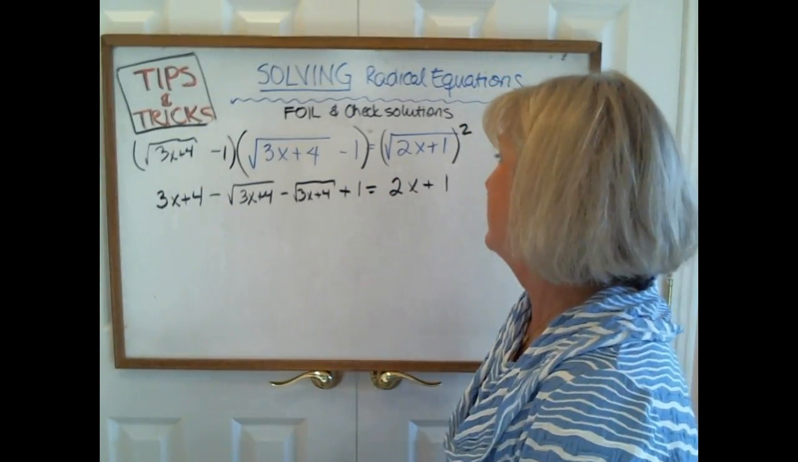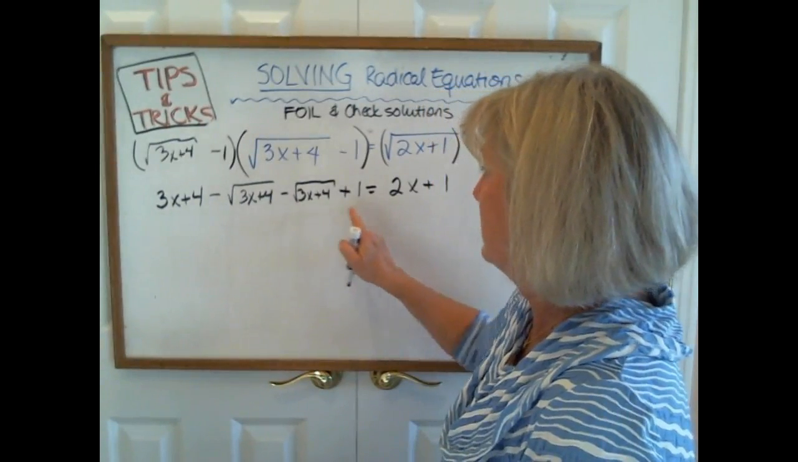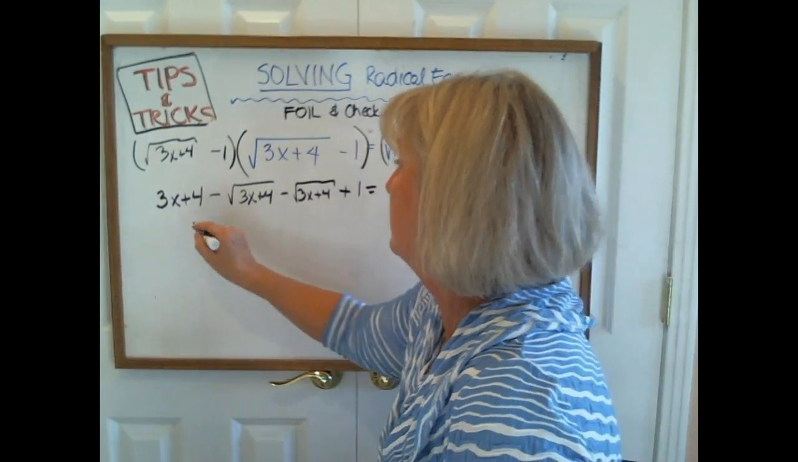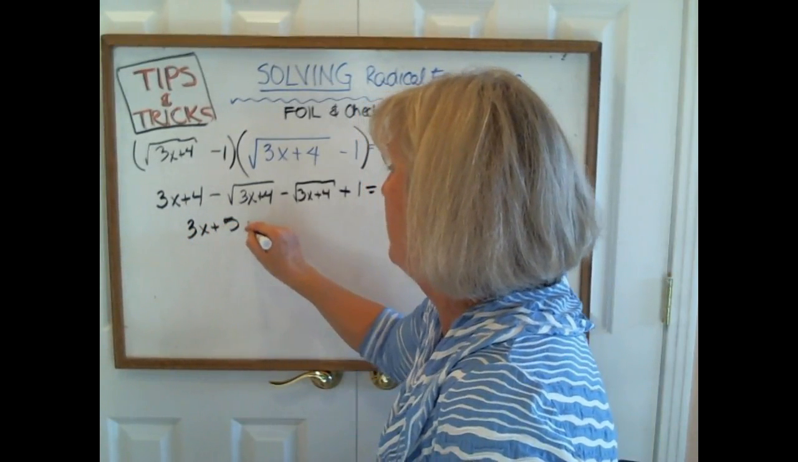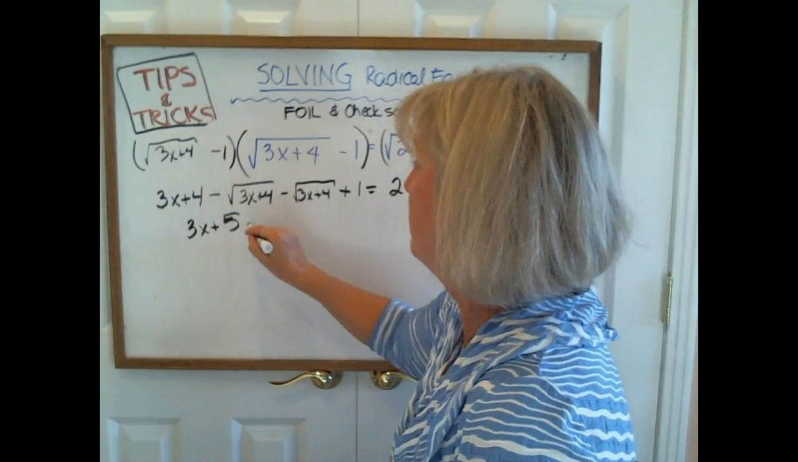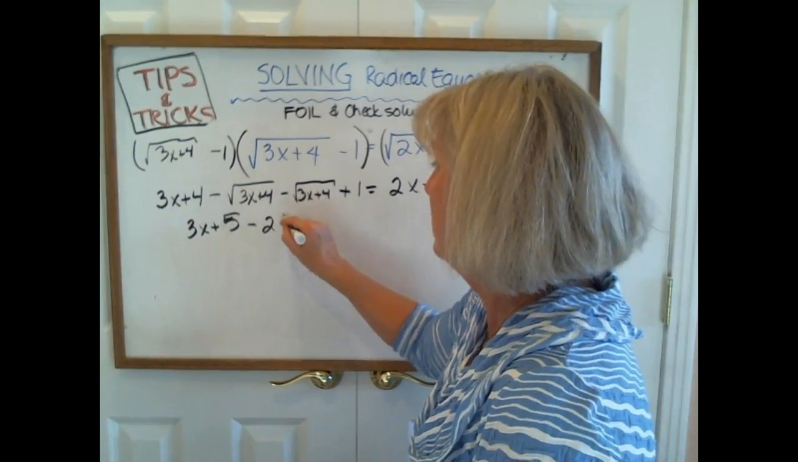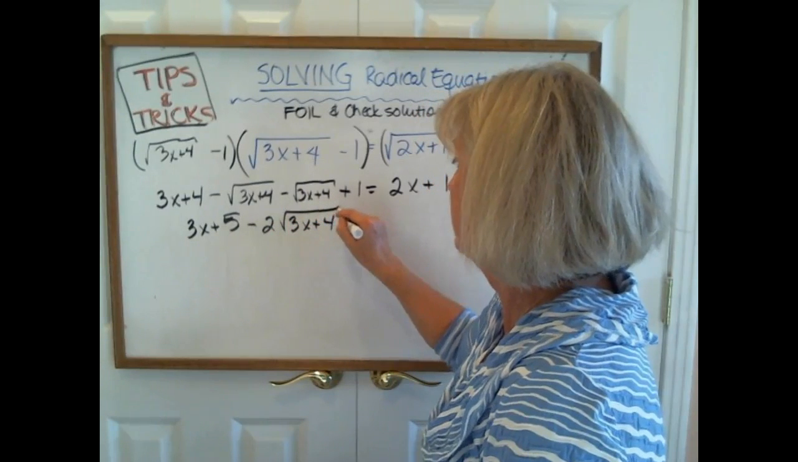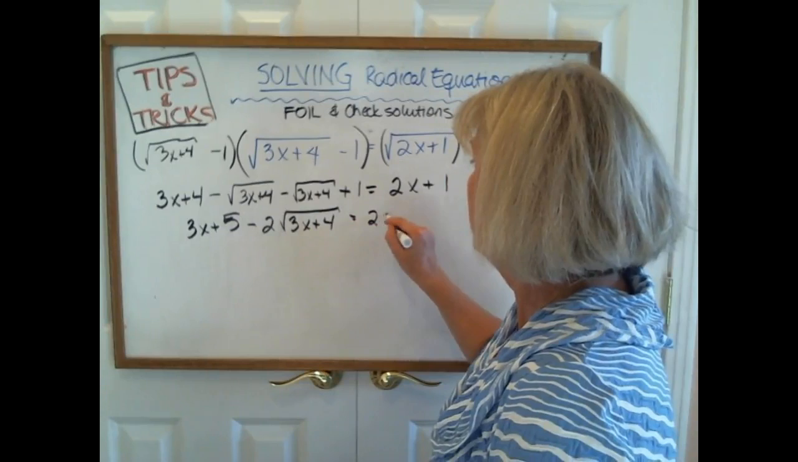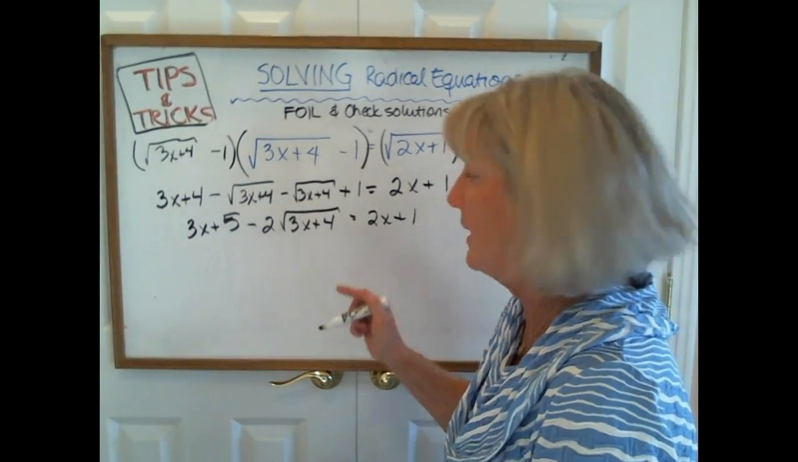All right, so let's simplify this side a little bit. So we have the 3x, there's no like terms for that. The 4 and the 1 are like terms. So we're going to have 3x plus 5, hope you can read that, minus, and there's 2 of these like terms. So minus 2 root 3x plus 4 equals 2x plus 1. All right, so that's as simplified as we can get.